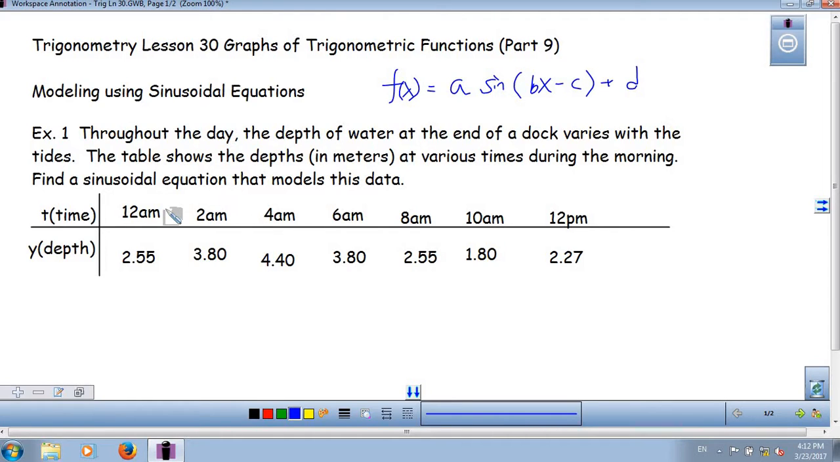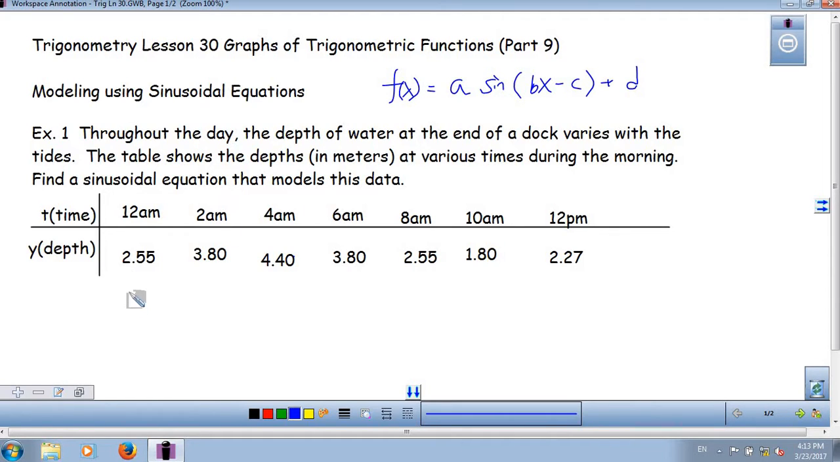Now, look at the data. T is the time, and we're given the actual time from midnight, 12 a.m., all the way to noon, 12 p.m. And here we have the depth of the tide, measured from the dock. At 2.55 meters, it increases to 4.4 meters. Then it starts to decrease all the way down to 1.80 meters, and then comes back up a little bit to 2.27 meters. So we want to determine the numbers that will allow us to model this data.